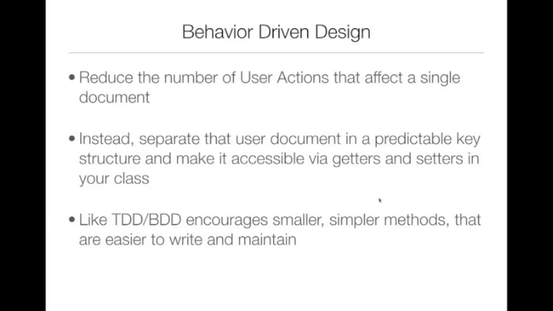So in behavior-driven design, you're reducing the number of user actions that can affect a single document. This reduces the chances of race conditions on a single document, and then you can use compare and swap even in those cases, so that you can avoid race conditions and use optimistic concurrency to handle them. For user actions or behaviors affecting a single document, you can separate that user document and use a predictable key suffix structure based on that user document, to make it accessible and modifiable via getters and setters in your class. So this encourages you to write simpler, smaller methods that are easier to write and maintain. If you have these separate documents, it can also make your TDD, BDD easier to maintain.